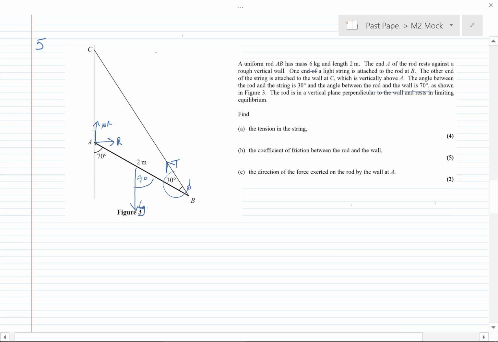Now, although I've got the 30 degrees here, which will be useful for my moments equation, it won't be useful at all for my resolving vertically and horizontally equations. Now, we know that the whole of this is 70 because it's alternate with the 70 here. So this angle here is going to be 40. Okay, so I think we've done enough to get started now.